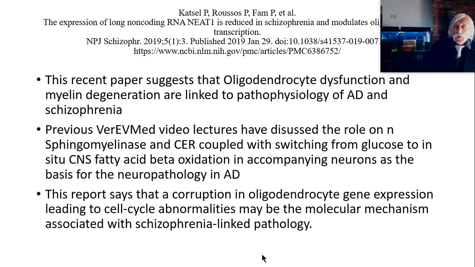This report says that a corruption in oligodendrocyte gene expression leading to cell cycle abnormalities may be the molecular mechanism associated with schizophrenia-linked pathologies. That's what this paper is trying to say. So this is going along this basic research line. So again, it follows a little bit because again, it's looking at cell types in the blood and cell types also in the central nervous system, looking at much more detail than what you get from a standard paper just looking at lipid profiles.